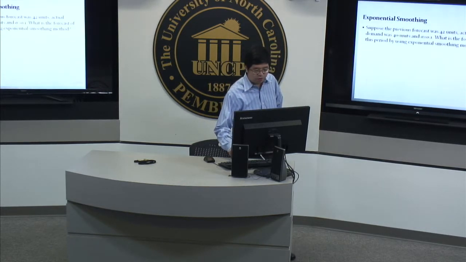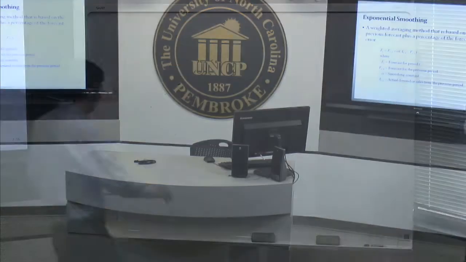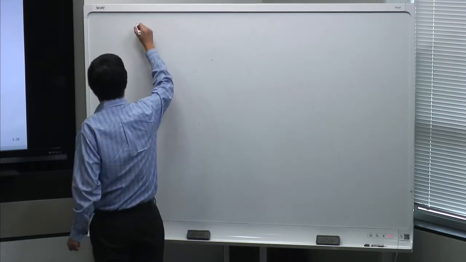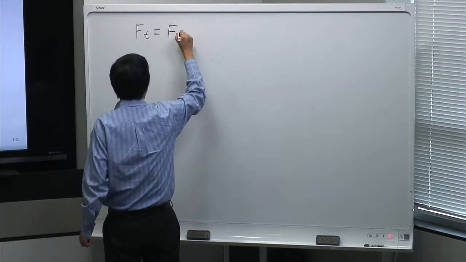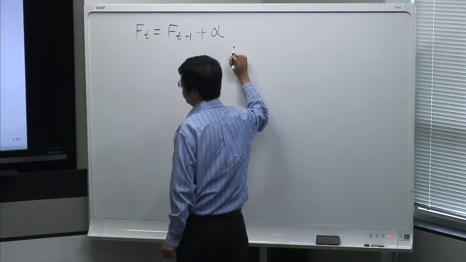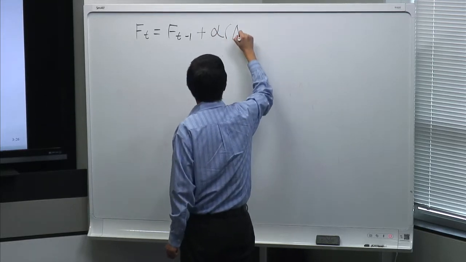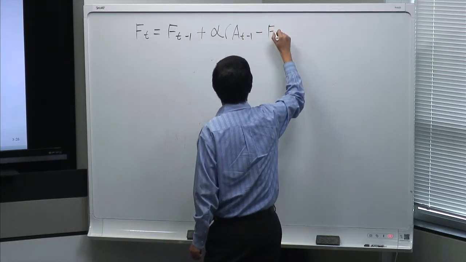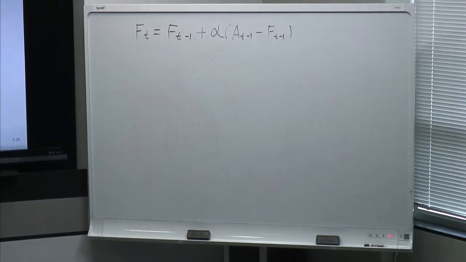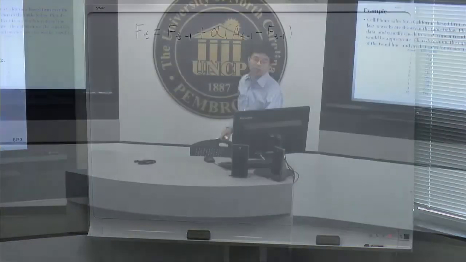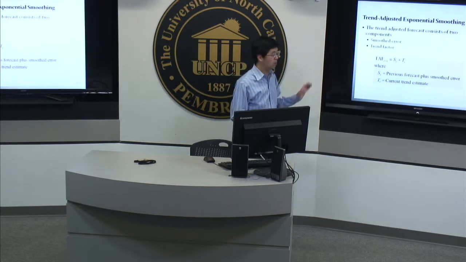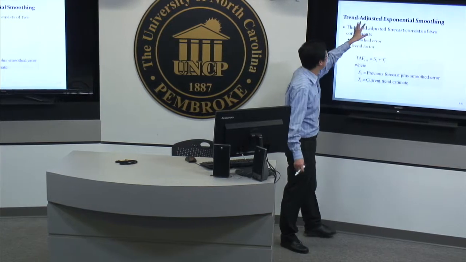Let's first review what the exponential smoothing method is, which we introduced last week. For exponential smoothing, the forecast Ft is based on the previous period forecast Ft minus 1 plus alpha, which is the smoothing constant or parameter, times the forecast error, which is At minus 1 minus Ft minus 1. That is the exponential smoothing method. Now we modify it a little bit to get a more complex model, called the trend adjusted exponential smoothing method. You can see the difference in the name: it has the trend adjustment.